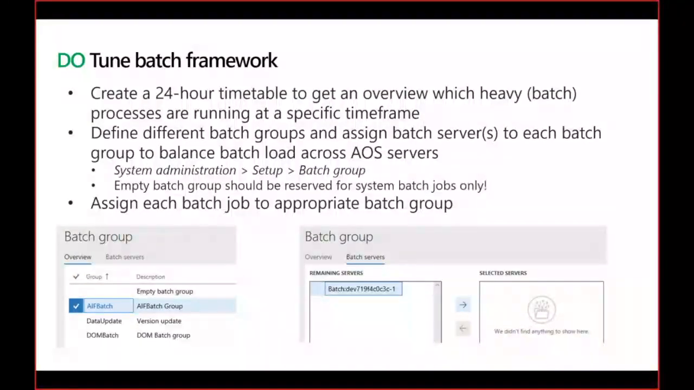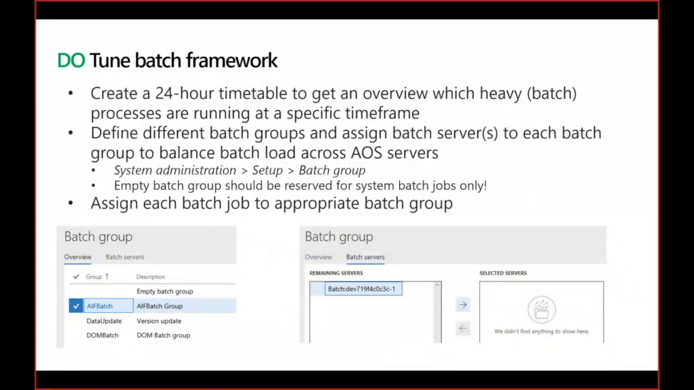And when you do your performance testing throughout the project lifecycle, you then can already take this into account and set up such performance benchmarks making use of this timetable. So you define different batch groups, and this is also a lot of times not done. And the idea of different batch groups is then that you can assign specific batch servers to each of these batch groups. This will help you to balance the load across your AOS servers.